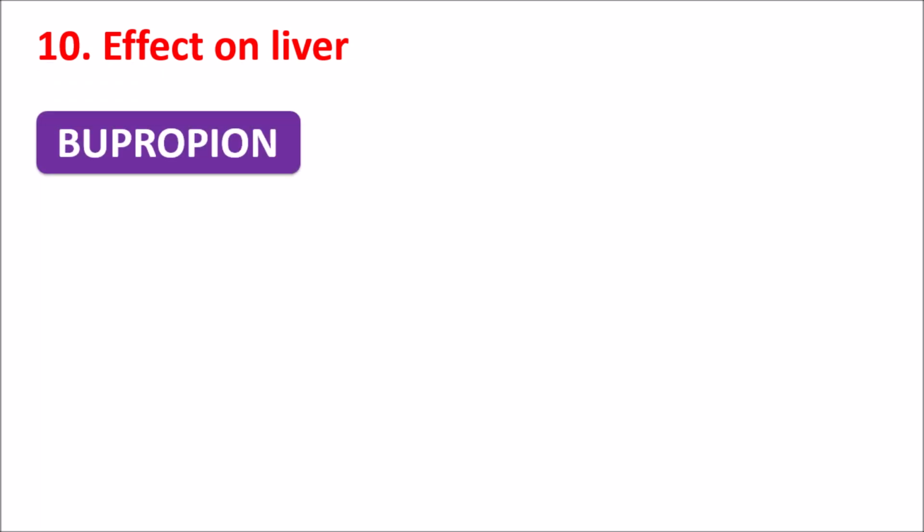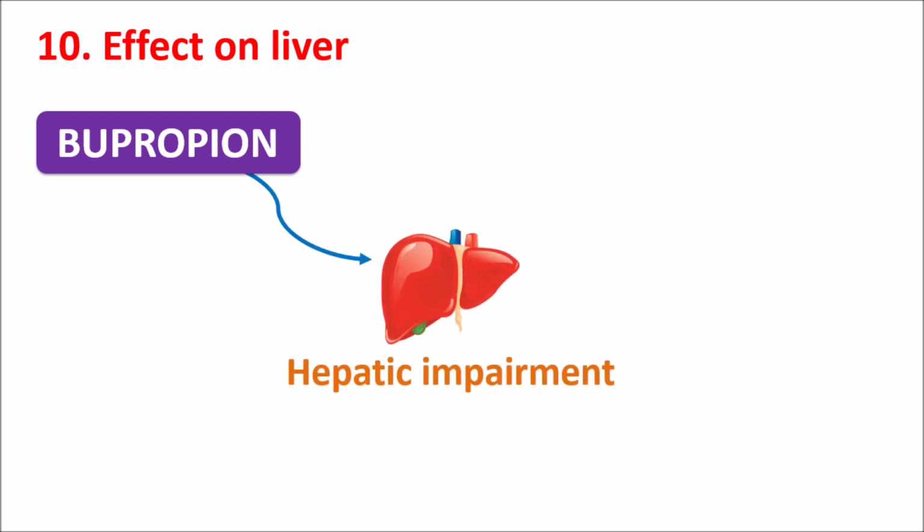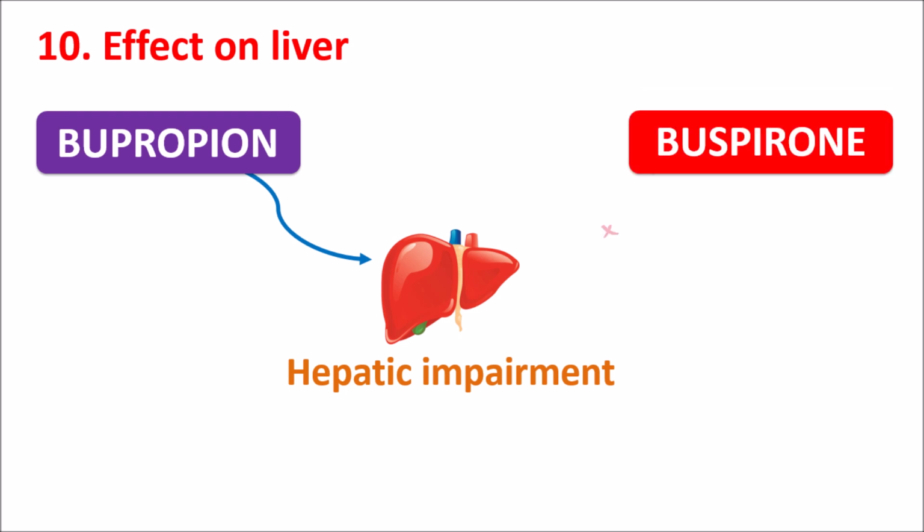10th one, effect on liver. Here we can find another difference between bupropion and buspirone. Bupropion can increase the risk of hepatic damage, so it can produce some hepatic impairment, whereas buspirone is not showing such activity. Instead, it can improve the hepatic function. So hepatic impairment is more pronounced with use of bupropion.